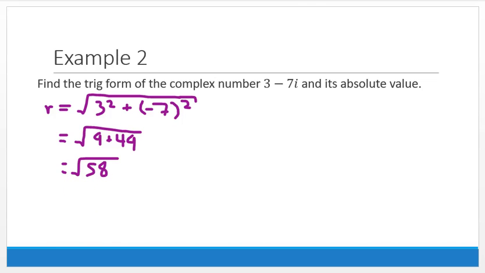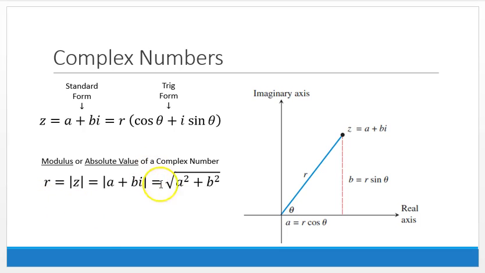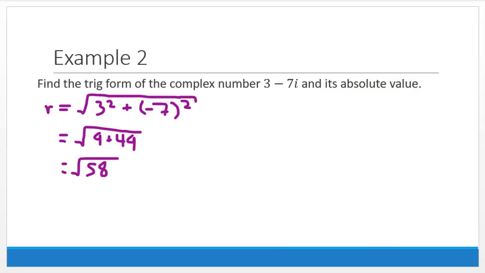Now I will also point out that if you look back at that, the r value is the absolute value of the complex number we were given. So we've actually already found the answer to the second part of the question where it says find the absolute value of it. Well, that was this r value, the square root of a squared plus b squared. So this part is done. However, we still need to find the theta value.